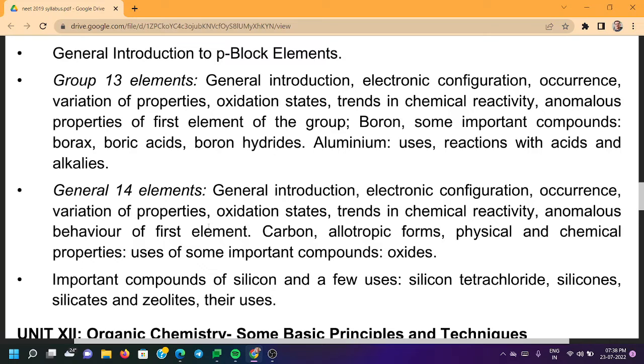Group 14 elements, general introduction, electronic configuration, occurrence, variation of properties, oxidation states, trends in chemical reactivity, anomalous behavior of the first element. Carbon, allotropic forms, physical and chemical properties, uses of some important compounds, that is oxides. Important compounds of silicon and a few uses: silicon tetrachloride, silicones, silicates and zeolites, their uses.